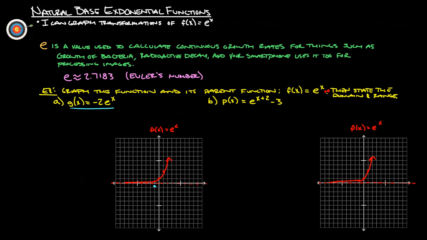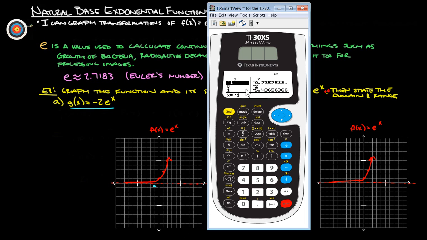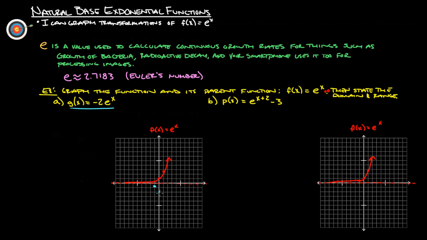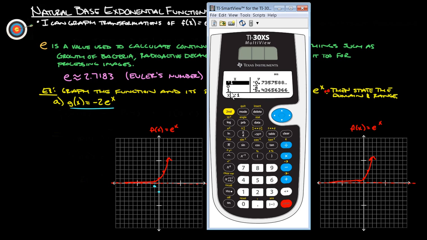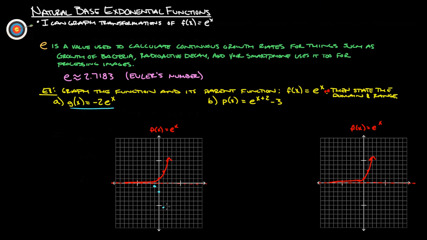Oops, that's just on this one. I was going to do it on the other one too, but that wouldn't make sense. 0 is at -2, and 1 is at -5.4. So roughly right about there.